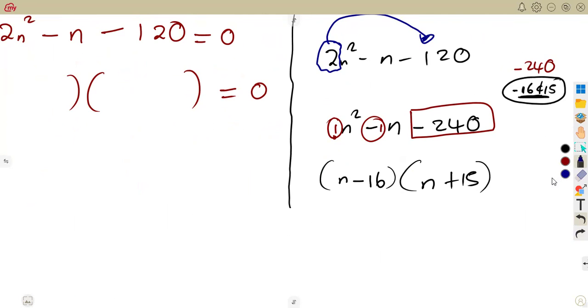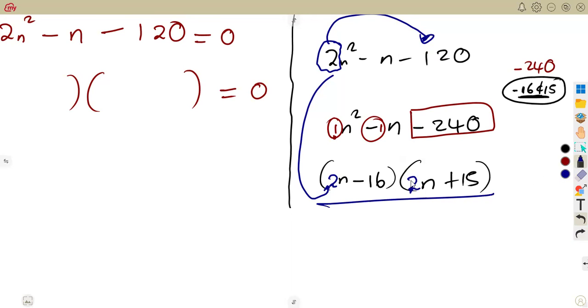So remember, you're using the cheat method. This is not our answer. What are we going to do? We are going to bring back the 2 that we stole and multiplied here. Now we bring it back wherever there is n. Wherever there's n, we are going to put that 2 that we had. So meaning to say, here we are going to put the 2. So it will be 2n minus 16. This will be 2n plus 15.